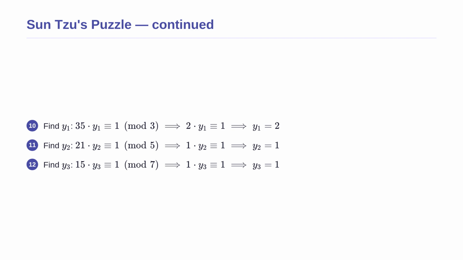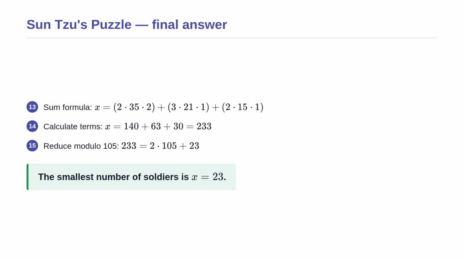Similarly, for the third equation, 15 leaves a remainder of 1 when divided by 7, so our third inverse y3 is also 1. We now have all the pieces to construct our final answer. We plug our target remainders, partial products, and modular inverses into the main summation formula.